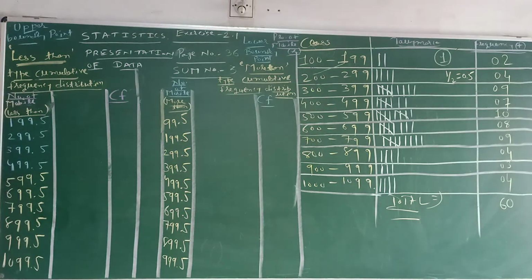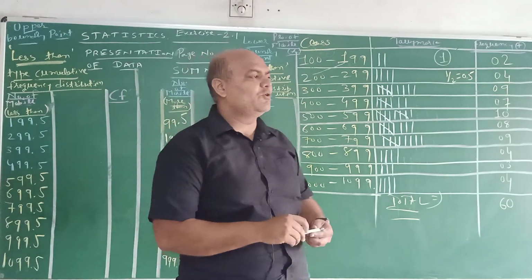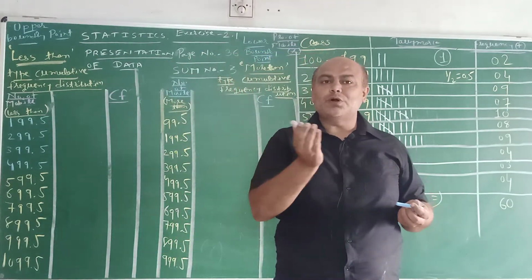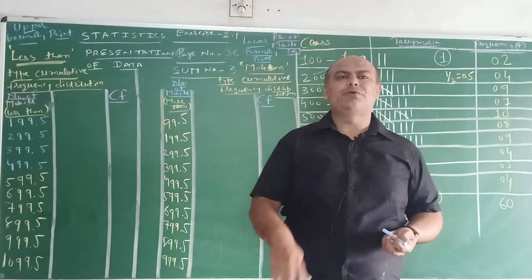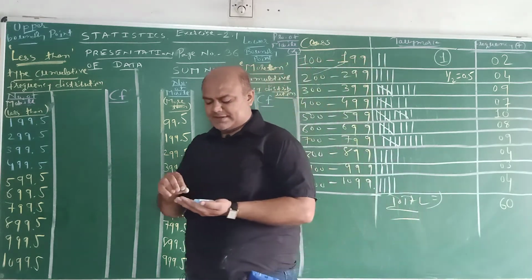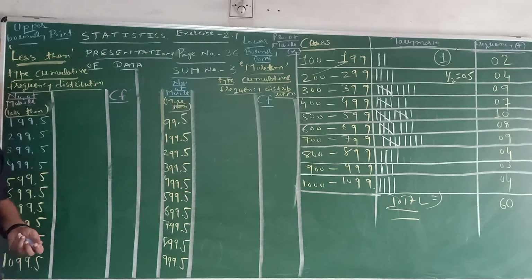Now, sir, how can we find this cumulative frequency? See, CF is cumulative frequency, and cumulative frequency means the total of frequencies. Now let us take it one by one, so that you can easily understand.